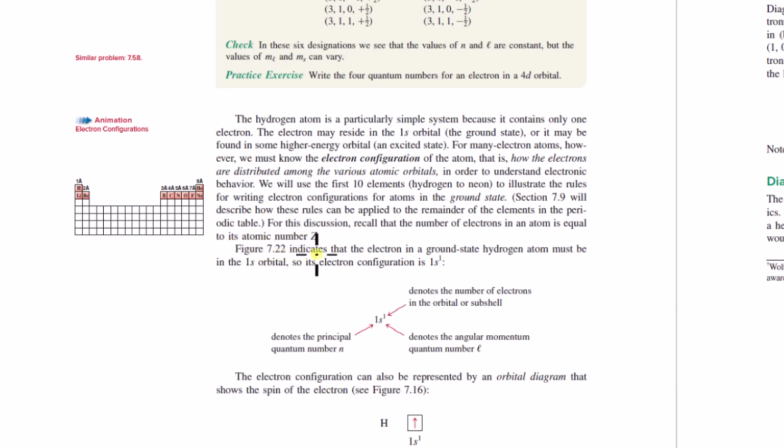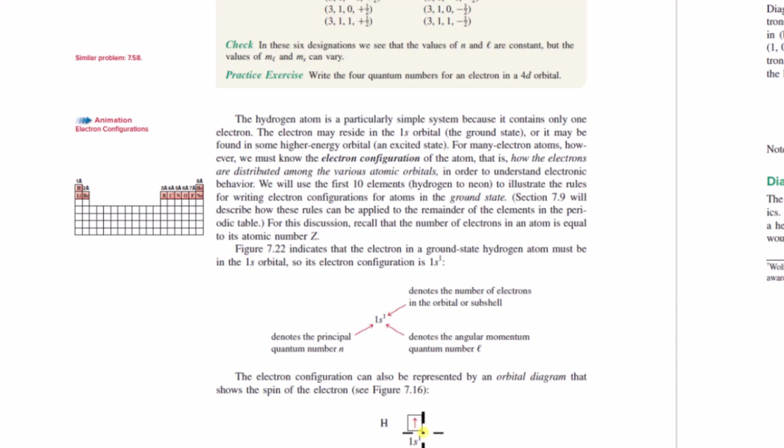Figure 7.22 indicates that the electron in a ground state hydrogen atom must be in the 1s orbital, so its electron configuration is 1s1. So we're starting with hydrogen. This is hydrogen's electron configuration, 1s1. You see the principal quantum number, the orbital, and then the superscript denotes the number of electrons in that orbital. The electron configuration can also be represented by an orbital diagram that shows the spin of the electron. So this is an electron configuration, and we'll see larger electron configurations as we go. This is the electron configuration, but represented with an orbital diagram as well.